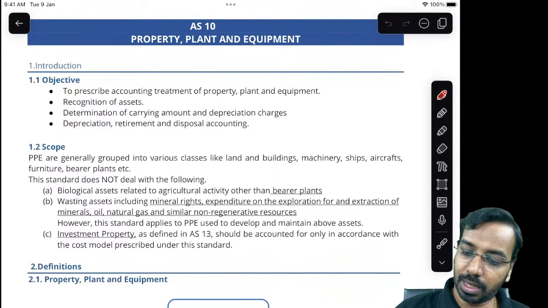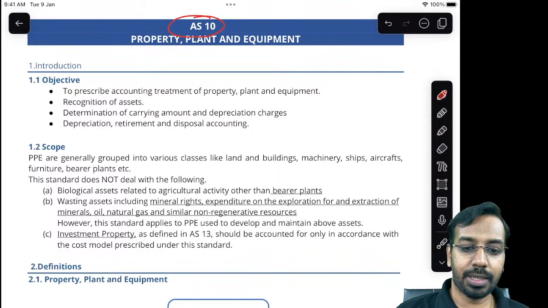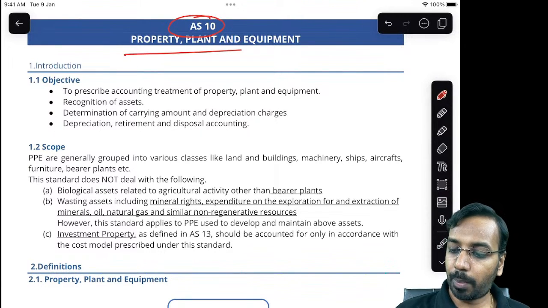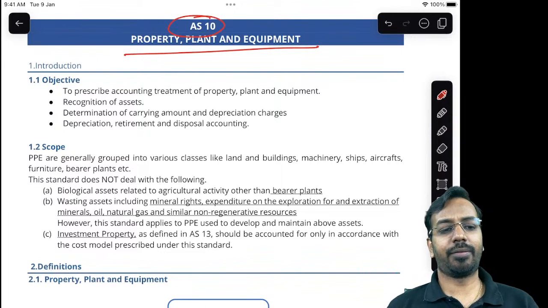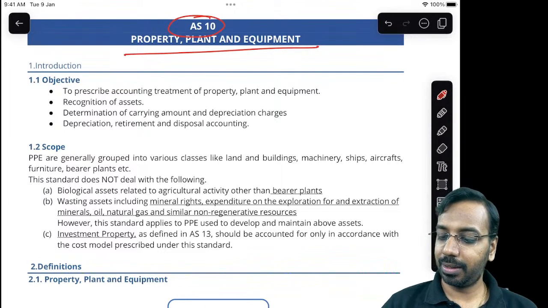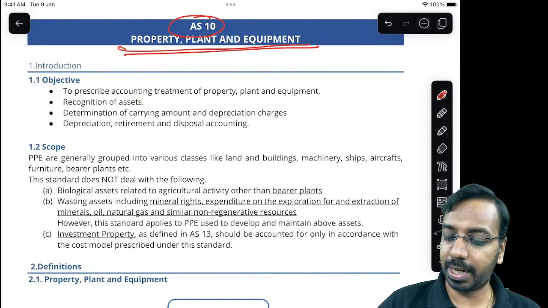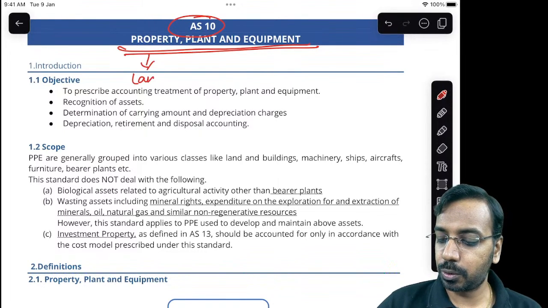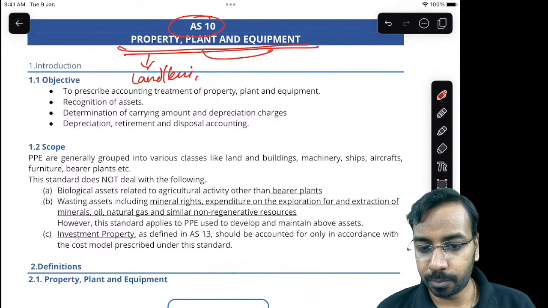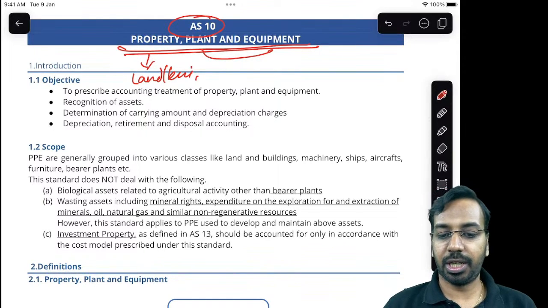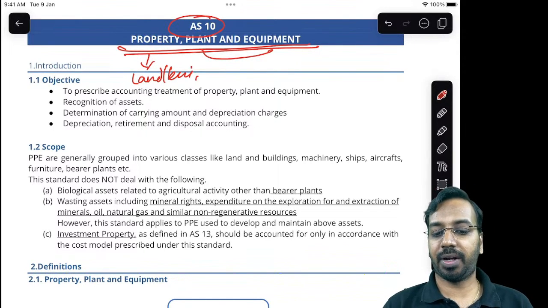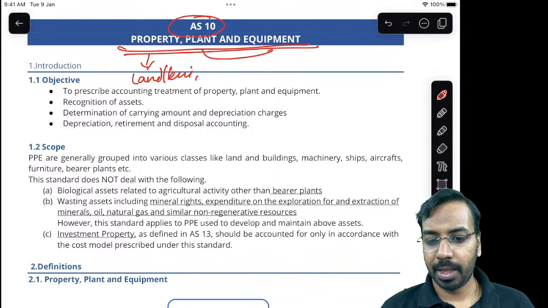Okay. So now we start with AS10, which deals with property, plant and equipment. Now, what are property, plant and equipment? Very simple. What we have understood as fixed assets so far, we now have a specific term for: property, plant and equipment. Property normally refers to your land and building. Plant and equipment, all of you know: your machinery and equipment, air conditioning system, factory machinery, and all of that.